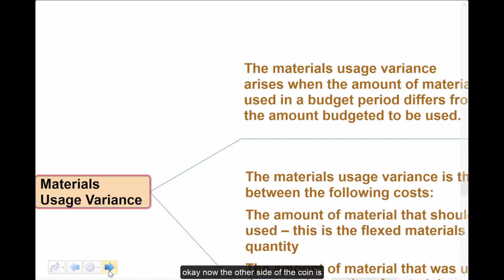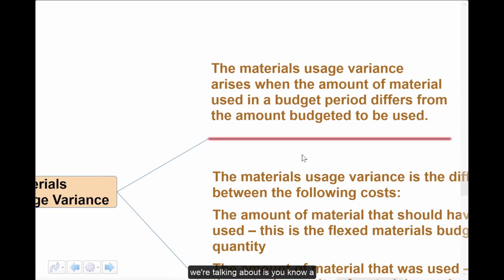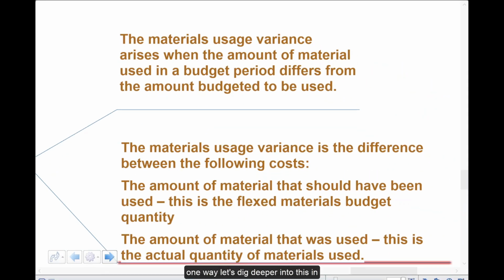Now, the other side of the coin is usage. We said up top when we were talking about a materials total variance, we split it into two, price and usage. So what is this usage variance? Well, really what we're talking about is a material usage variance arising when the amount of material used in the budget period differs to the amount budgeted to be used. So broadly speaking, I guess we're looking at efficiency in one way. Let's dig deeper into this.